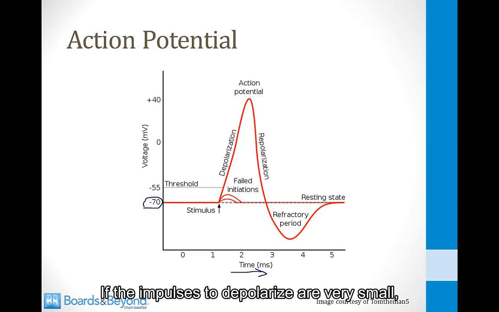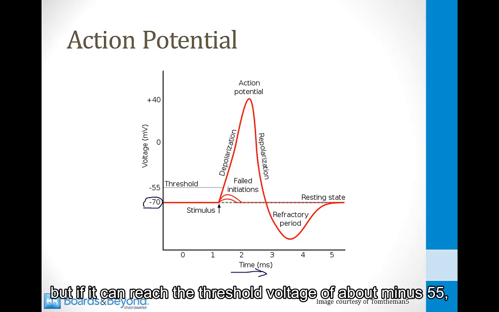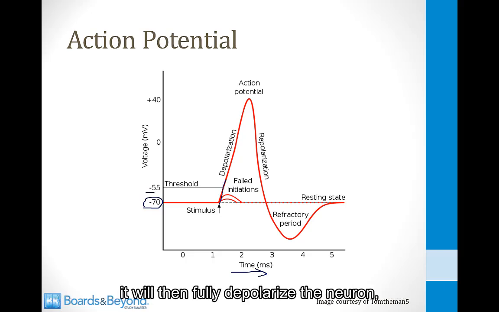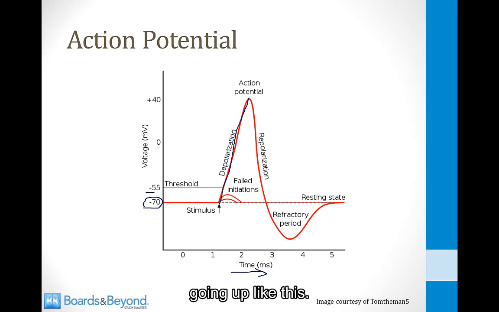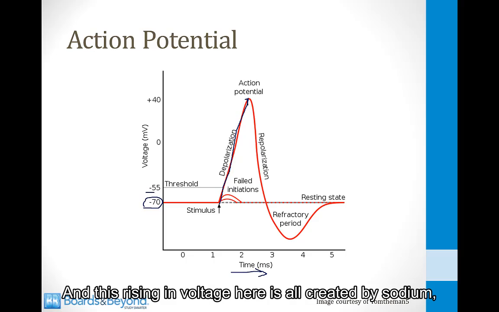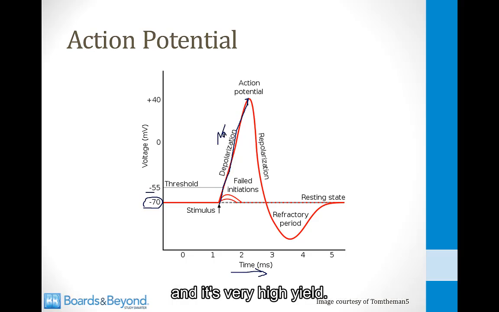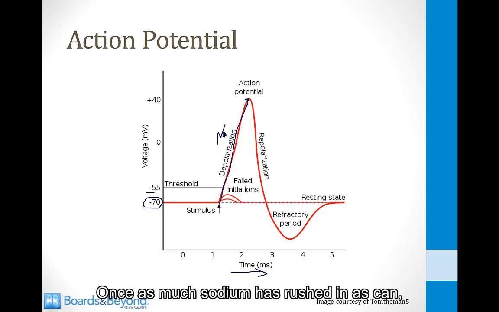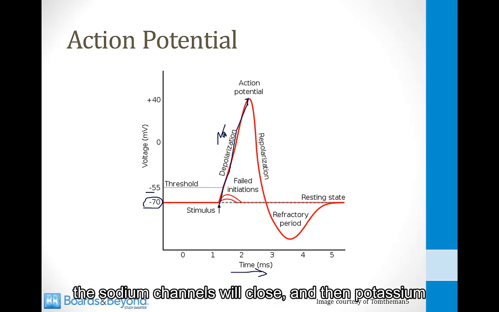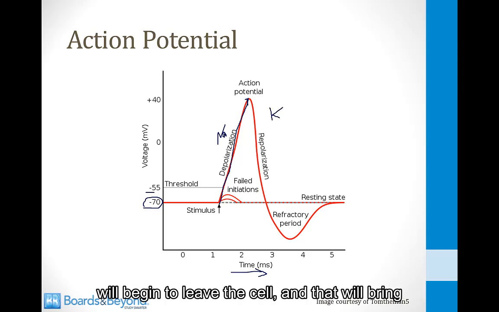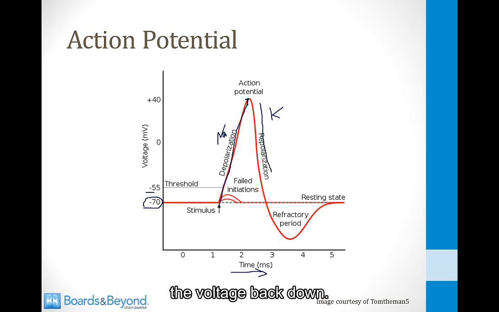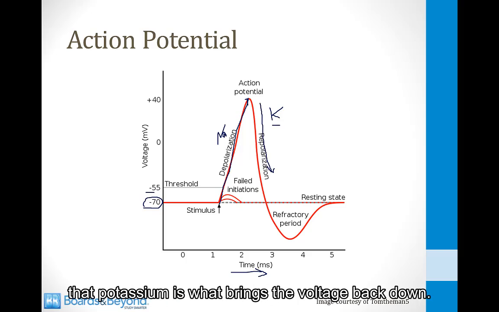If the impulses to depolarize are very small, it'll create what's called failed initiations. But if it can reach the threshold voltage of about minus 55, it will then fully depolarize the neuron, going up like this. And this rising in voltage here is all created by sodium, and it's very high yield to remember that. Once as much sodium is rushed in as can, the sodium channels will close, and then potassium will begin to leave the cell, and that will bring the voltage back down. And it's also very high yield to remember that potassium is what brings the voltage back down.